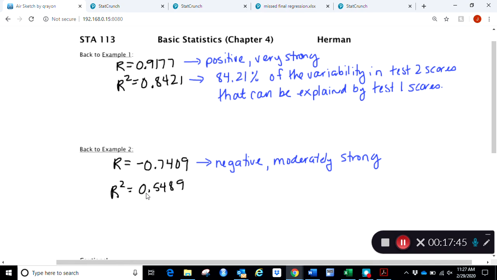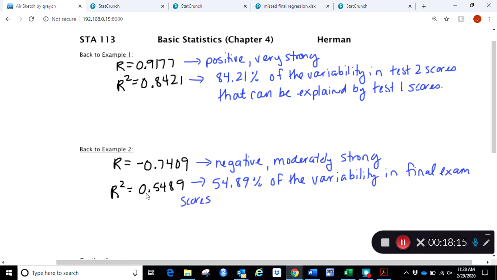Now with R squared, we're multiplying that by 100% first. So we're going to get 54.89%. And then again, it's of our variability in Y. Which variable was our Y again? Right, so that was our final exam scores. Can be explained by our X, which was number of classes missed.